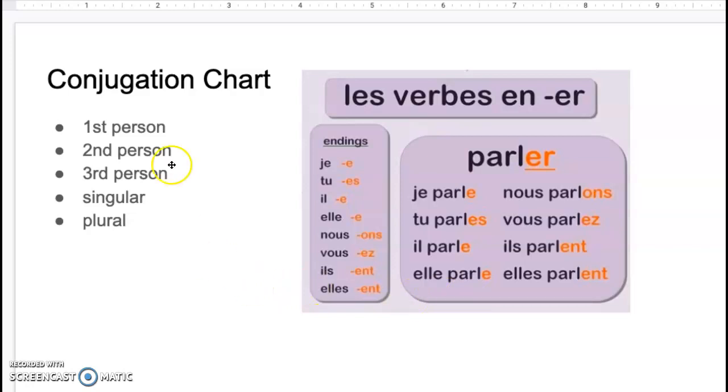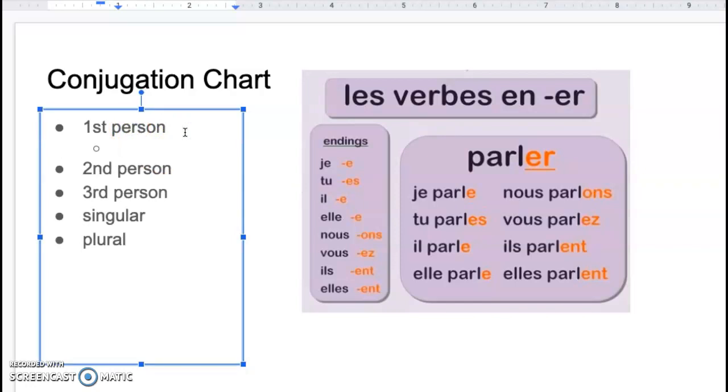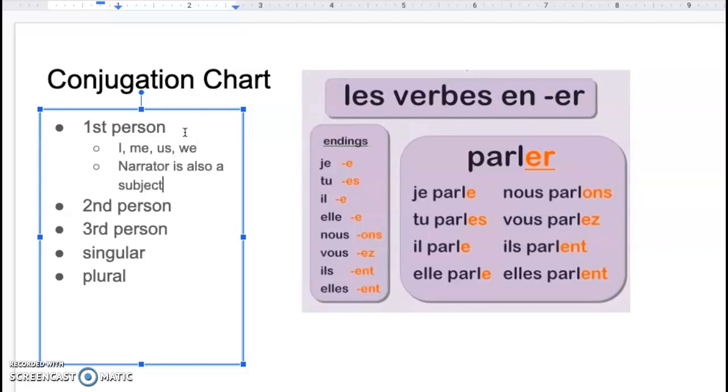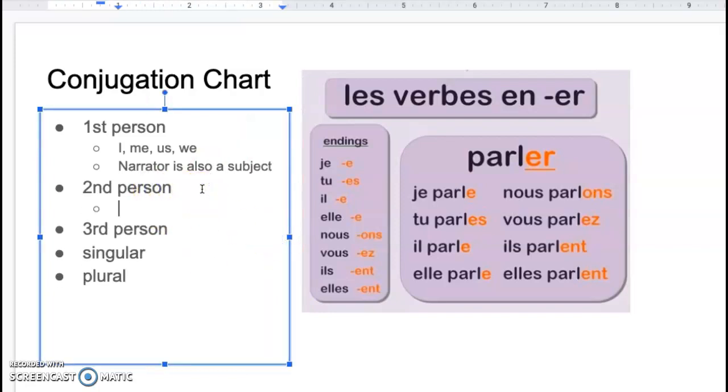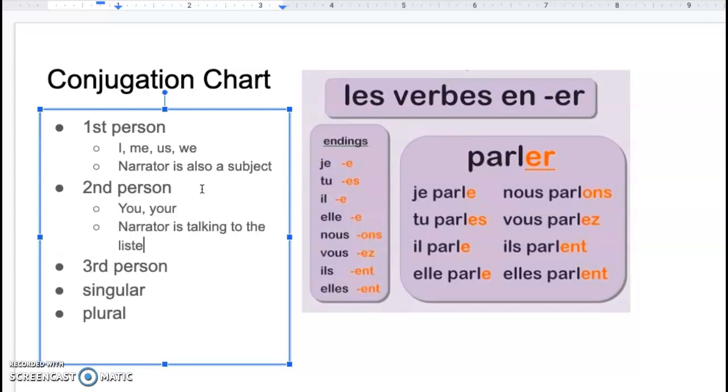It's important that you know what first, second, and third person are. So if you didn't learn these in your ELA class, let's just quickly go over them. First person is a sentence that has words like I or me or us or we. This is where the narrator is also a subject. He may be the only subject or he may be a subject along with some other people. Second person is going to have you, your. This is when the narrator is talking to the listener or the reader.